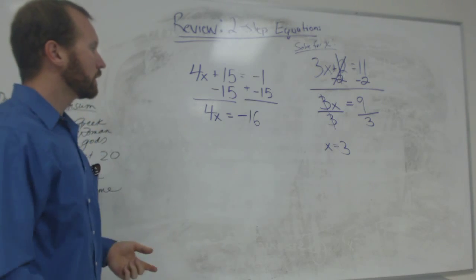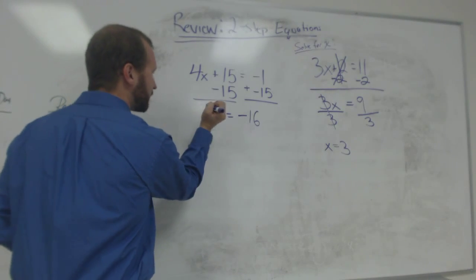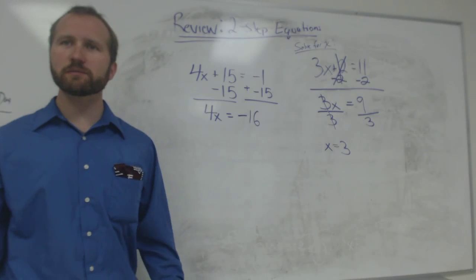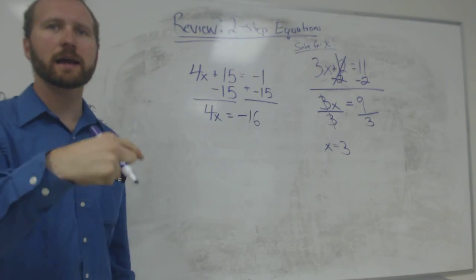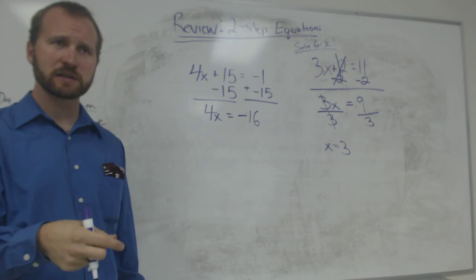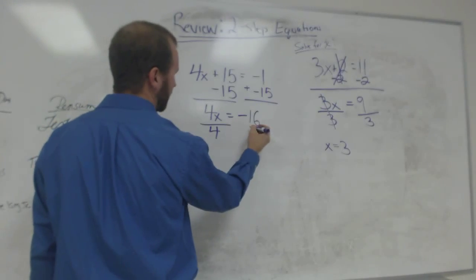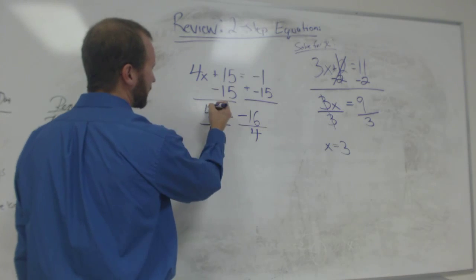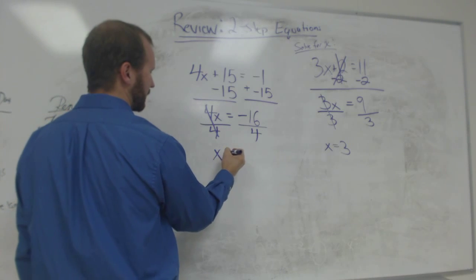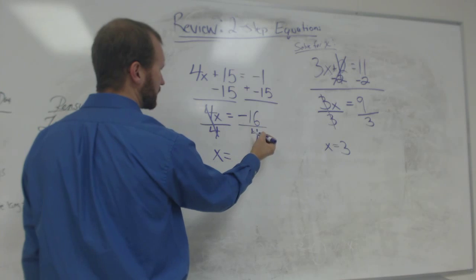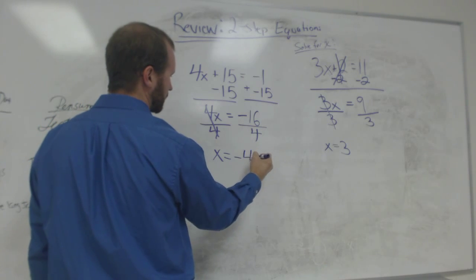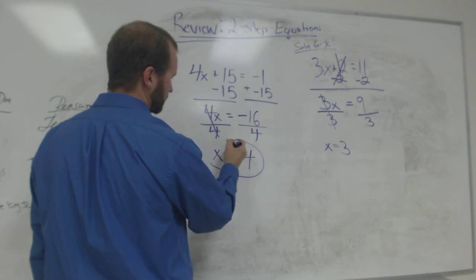Now I need to get x alone, but there's a 4 in the way. What does 4x mean? 4 times x. What's the opposite of times? Division. Right? Divided by. 4x divided by 4 is x. Negative 16 divided by 4 is negative 4. Negative 4. And that's my final answer.